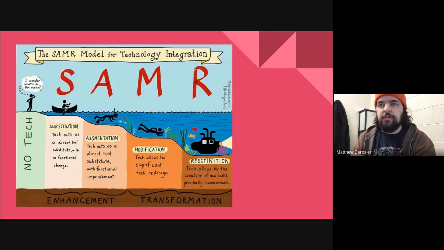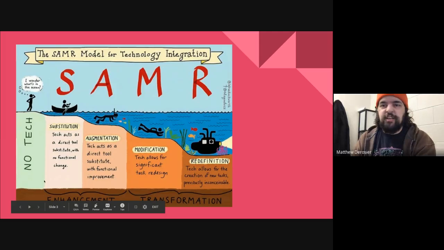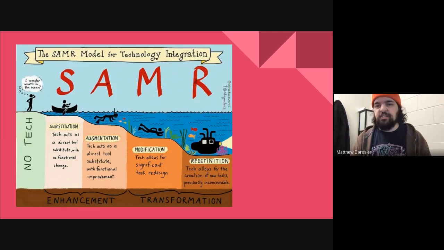That's substitution. And that falls under the first half, which we're talking about as the enhancement half, and later on we're going to take a look at the transformation half. With the enhancement half, we're just using technology to enhance existing plans, existing lessons. We're just using technology to make it easier for us to deliver the same lessons that we could have used 15, 20 years ago.